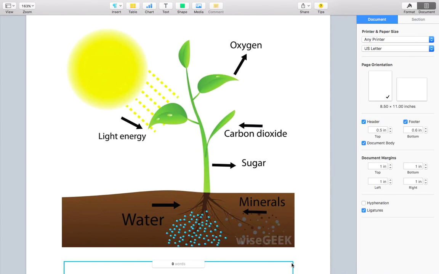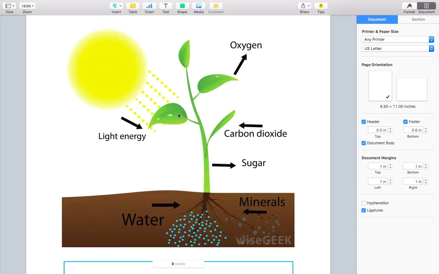Alright, so in this video I'll be talking about photosynthesis. Right here we have this diagram of the process of photosynthesis in real life. Here we have the sun and the energy coming from the sun, and it's hitting the plant, and the plant is receiving this energy and utilizing it for the process of photosynthesis.